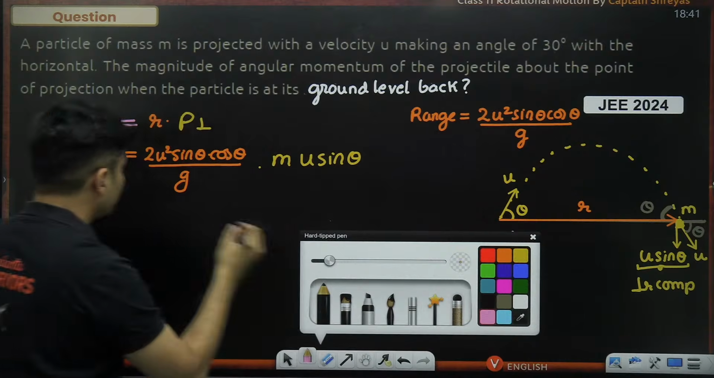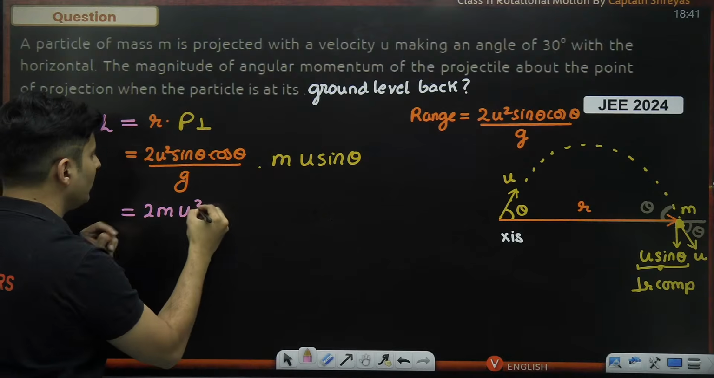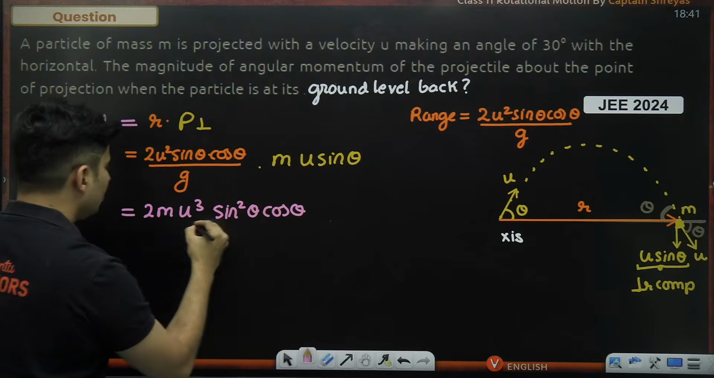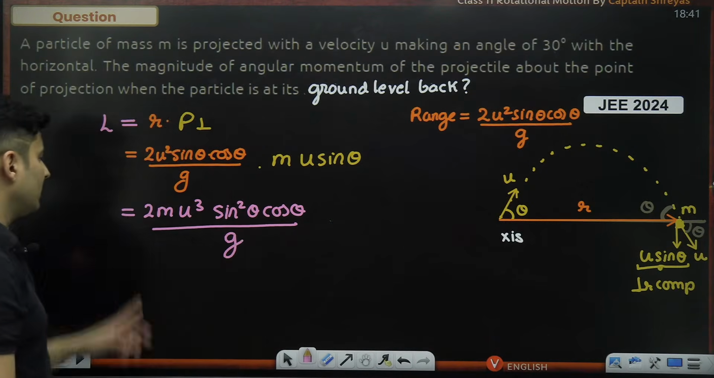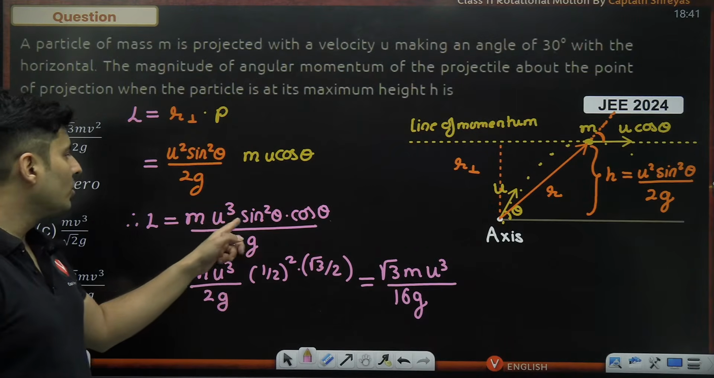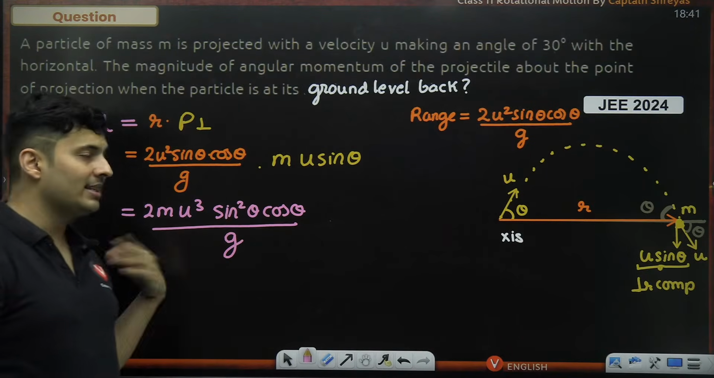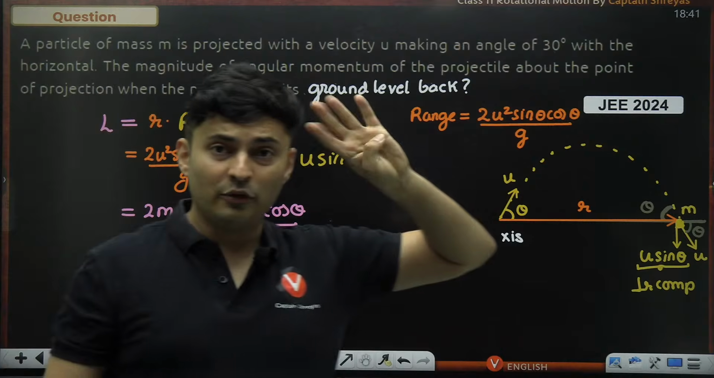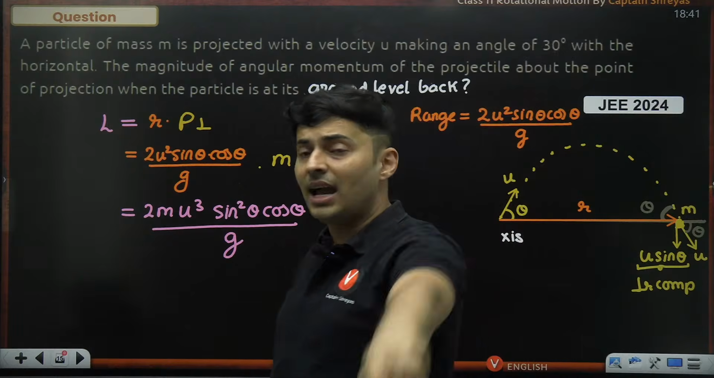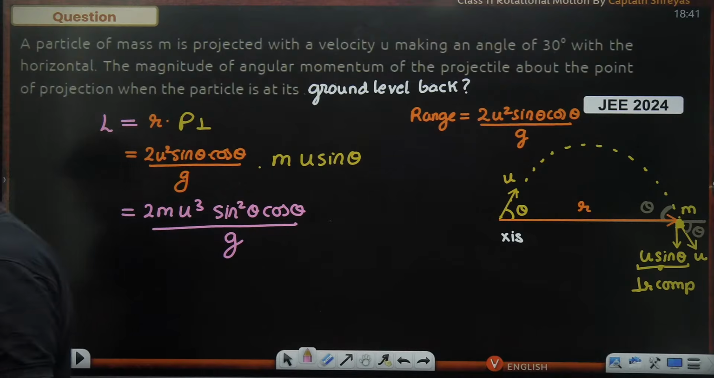Is that right? Let's condense it slightly. 2 will be there, m will be there. U square into u will be u cube. Sine cos sine, so it will become sine square theta cos theta, the whole thing divided by g. This is what I'll get as the answer instead of this one. So here it was mu cube sine square theta cos theta by 2g. Now 2 is there on the top, rest everything is the same. So it has now become 4 times. Can you see that? It has now become how many times? 4 times the angular momentum as compared to the top.